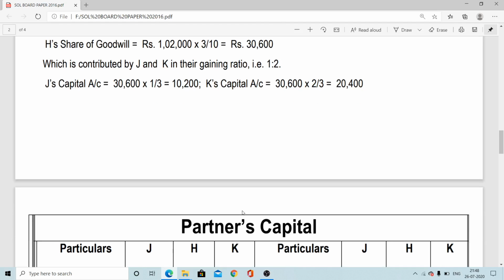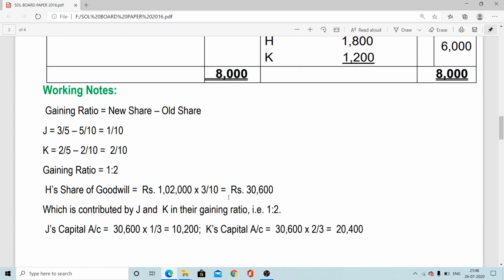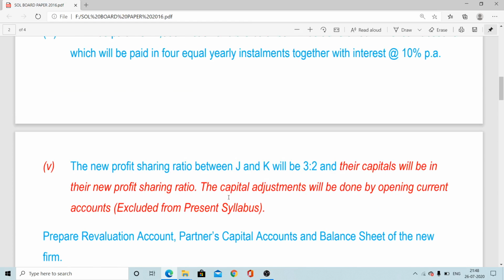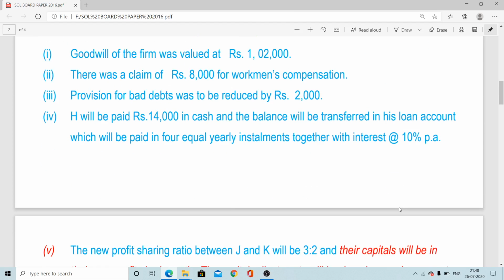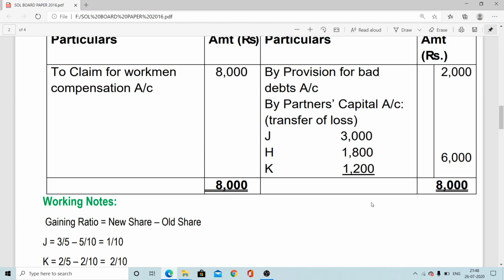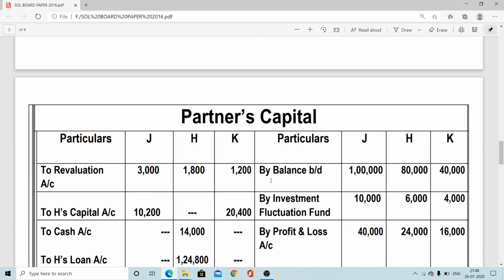Now after that we will go for the partners' capital account. Here this is the partners' capital account, with the three partners. First of all, the opening balance: by balance b/d. From the old balance sheet we will get it: 1,80,000, 40,000. So the same balances we are posting here. Yes, we posted by balance b/d 1,80,000 and 40,000, for the three partners.